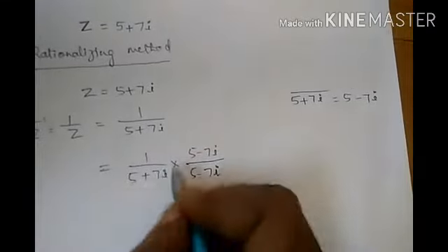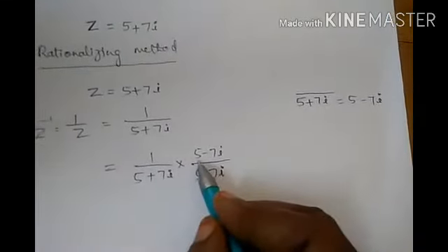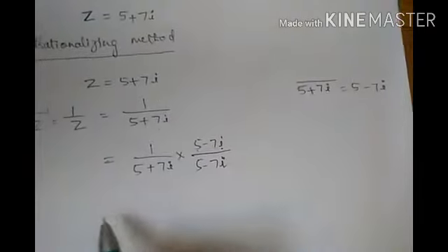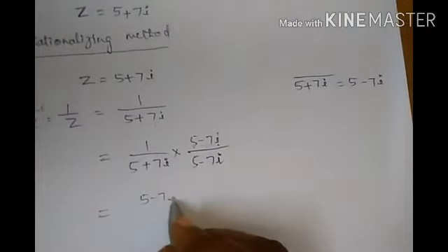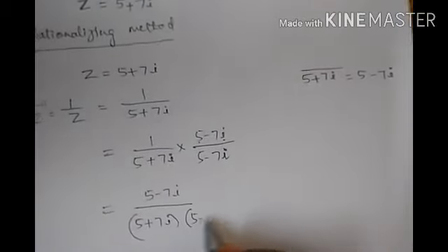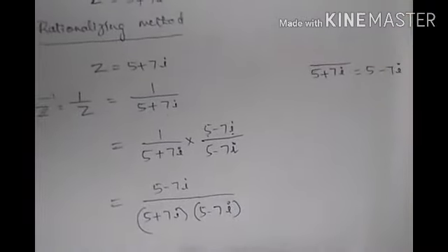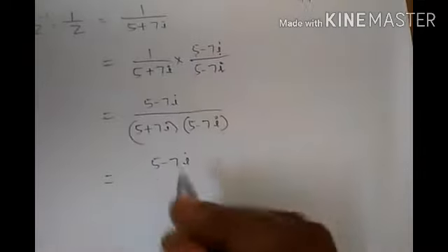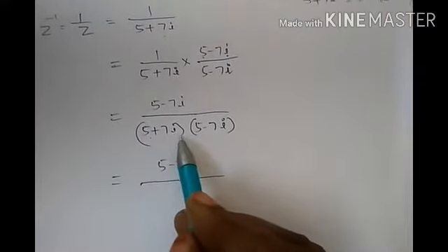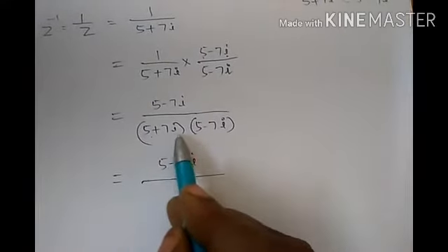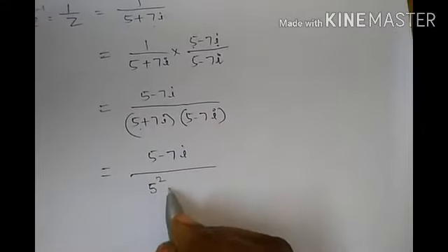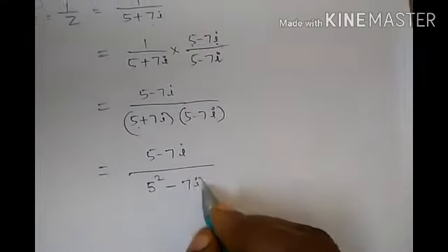To balance the original fraction, you should multiply 5 minus 7i with the numerator as well as the denominator, which is equal to 5 minus 7i by 5 plus 7i into 5 minus 7i. This is in the form of a plus b into a minus b, which gives a square minus b square. Here a square is 5 square, minus b square is 7i whole square.